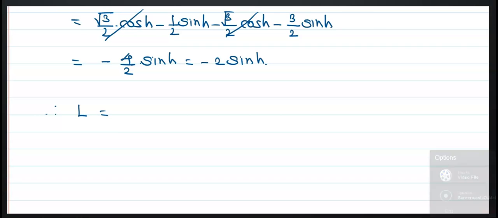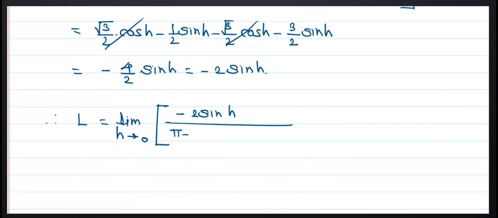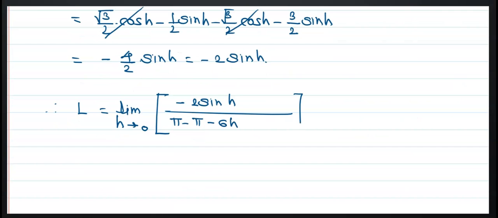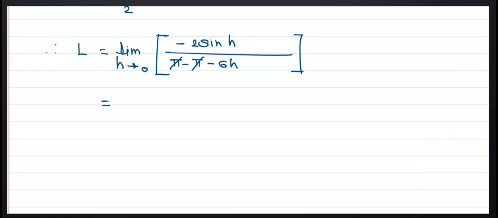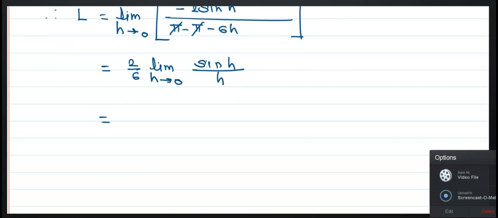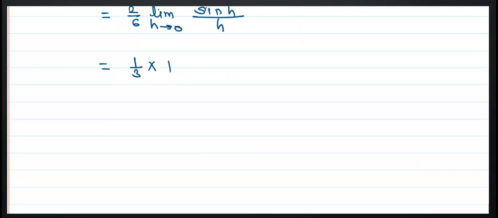Now we'll substitute in our example: limit h tends to 0 of minus 2 sin h upon minus 6h. Plus pi minus pi get cancelled, and then you will get 2 by 6 limit h tends to 0 sin of h upon h. The limit is 1, therefore 2 by 6 into 1 is 1 upon 3. Therefore the value of this limit is 1 upon 3.